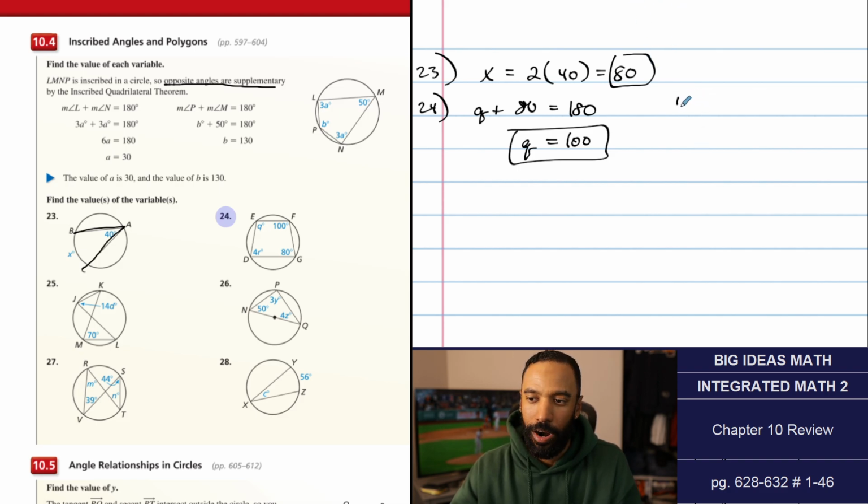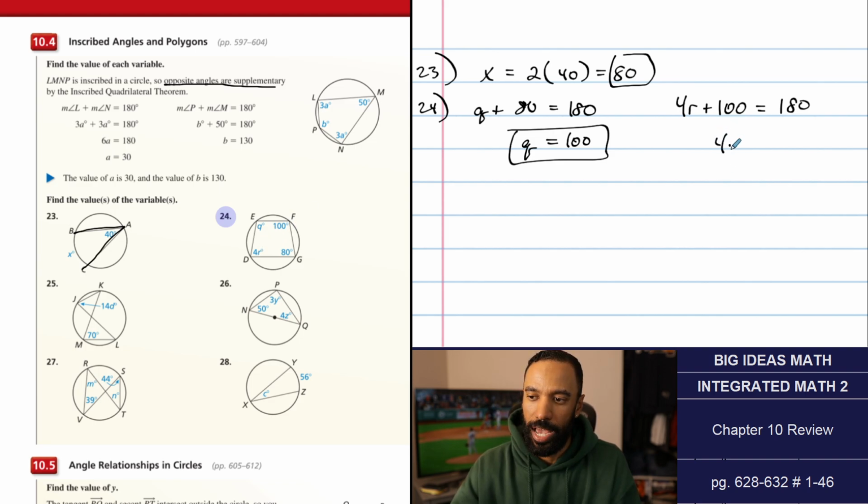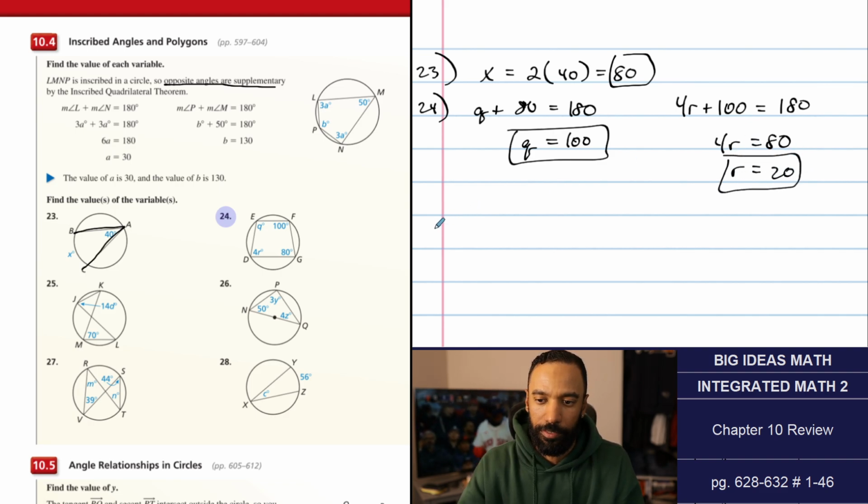R, we have 4r plus 100 equals 180. Another supplementary bit as they're opposite each other. Right there. Subtract 100 from both sides. We get 4r equals 80. Divide by 4. We get r equals 20. Let's go to number 25.